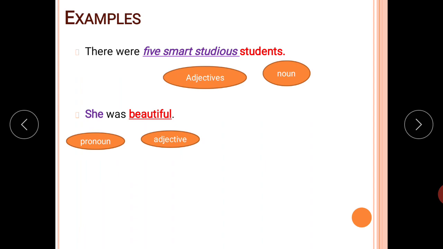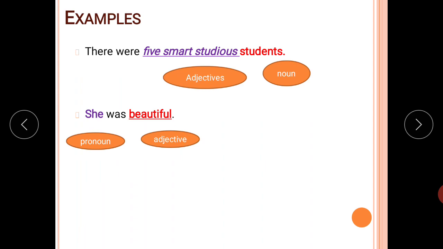There were five smart studious students. In this particular sentence, the word students is a noun. And how were the students? They were studious, they were very good in their studies, they were smart. Students, how many students were there? Five. So all these three words, five, smart, studious, are adjectives because they qualify the noun.